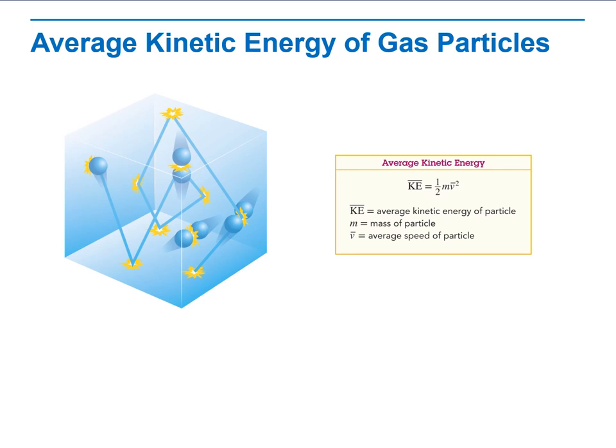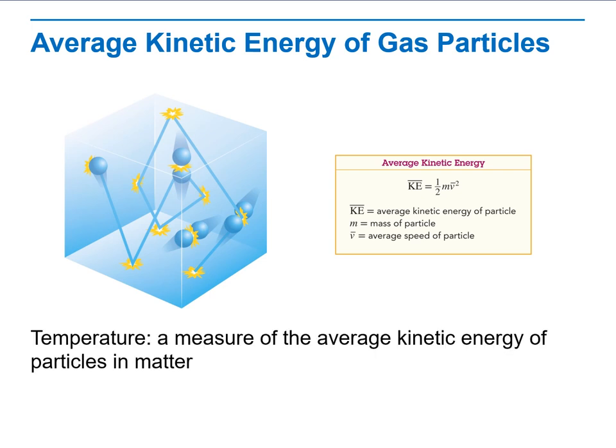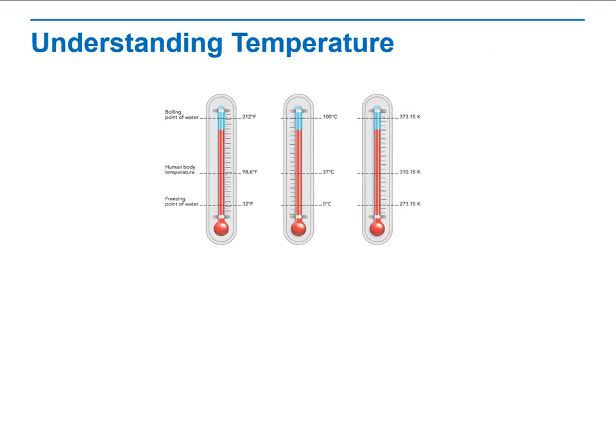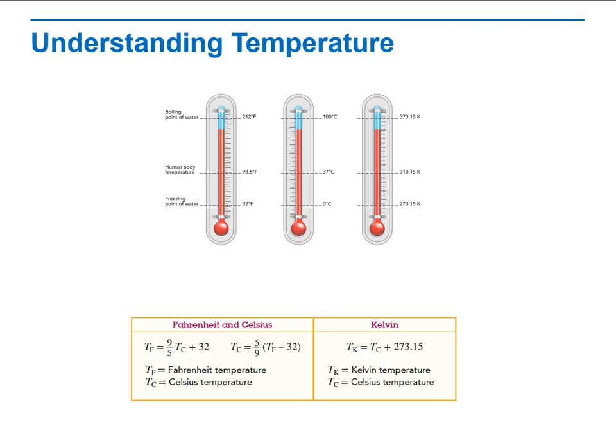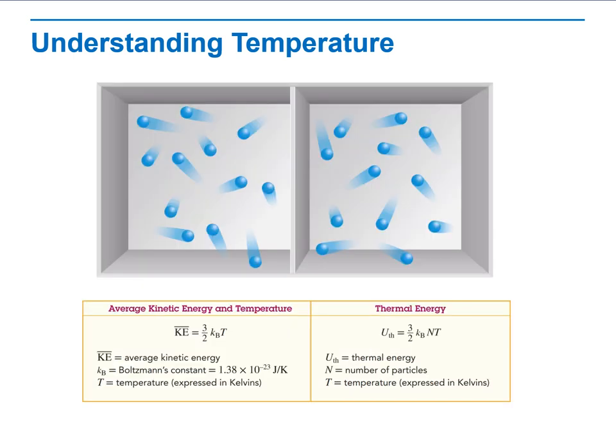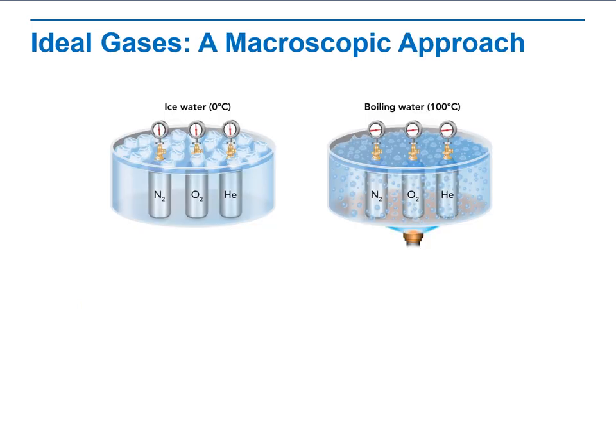The rule to calculate the average kinetic energy, we all know it. The temperature is the measure of the average kinetic energy of particles in matter. Then we will discuss temperature, the three scales, how we use them, and how to convert between them. And then we'll connect it to what? Thermal energy, or the total internal energy.